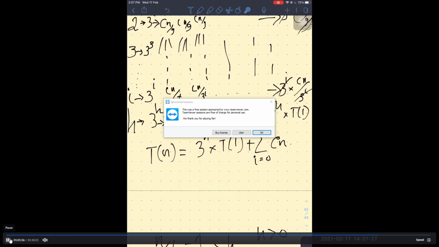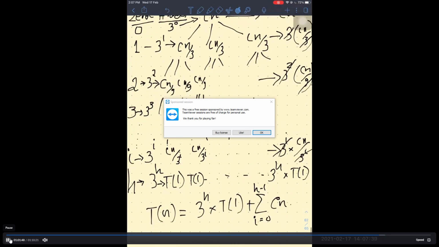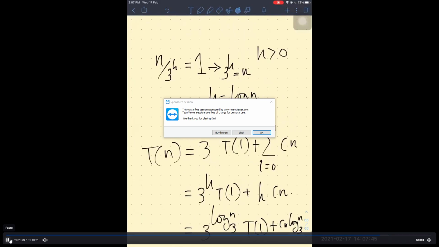Good question. Any other confusion, guys? Can you stop right there real quick? Yeah, sure. I will publish these notes in Canvas, so don't worry about that. I was just looking at what you did right there with n divided by 3^h. Okay, got it.